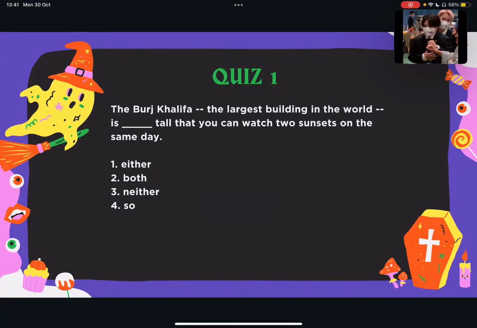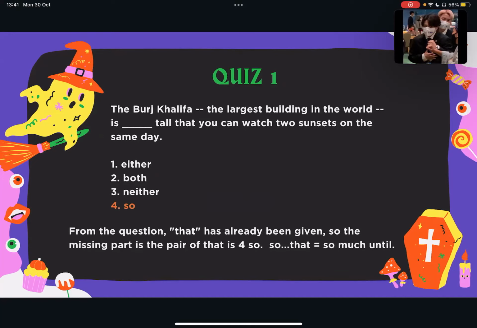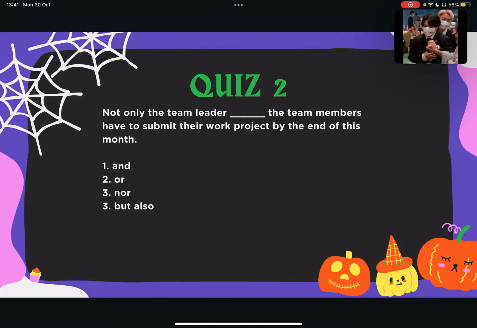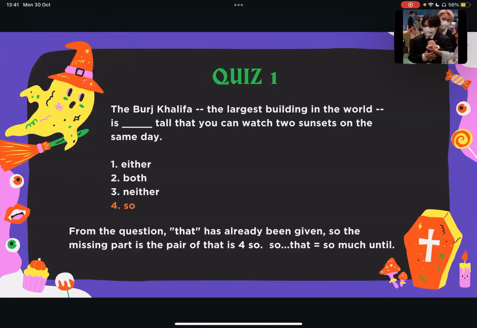For the example, quiz number 1: Burj Khalifa, the tallest building in the world, is blank tall that you can watch two sunsets on the same day. The choices are either, both, neither, so. From the question that has already been given, the missing part is the pair of that. So the answer is number 4, so. Next.